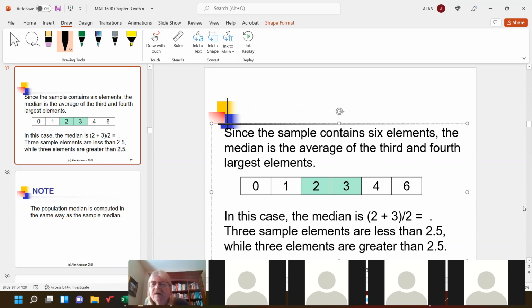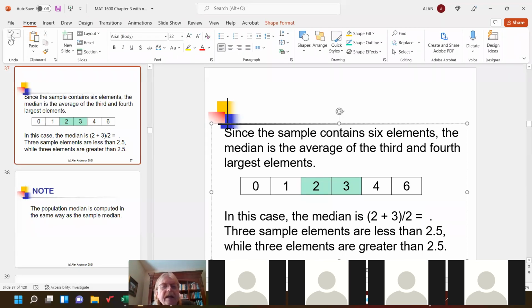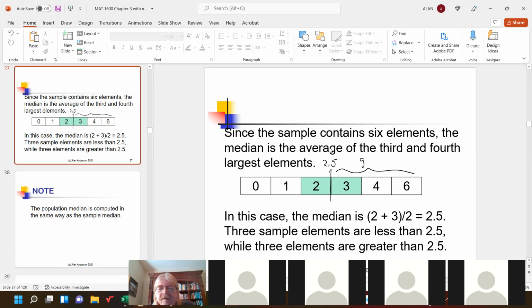Even though there is no 2.5 element in the sample, 2.5 does in fact divide the data in half. Okay, so you can imagine it appears right here, and half are greater, and half are smaller. And so that's really all you have to do with the median.